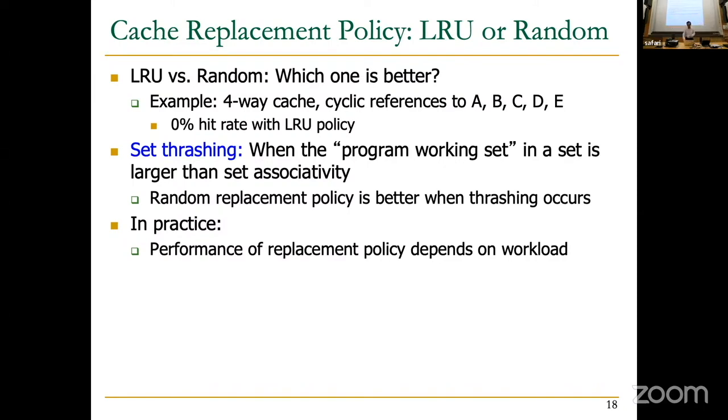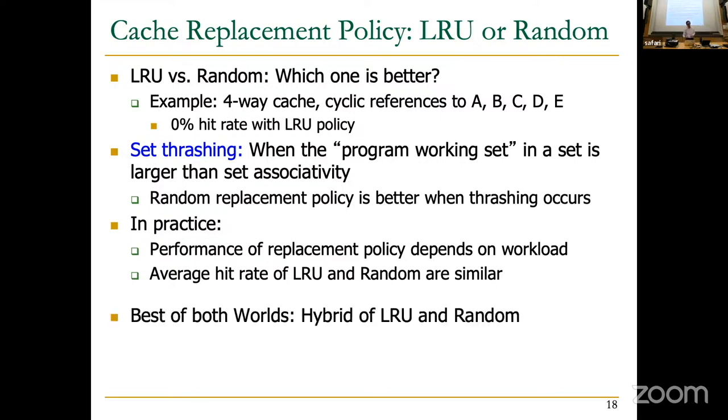And the average hit rate, it turns out, if you average across many, many workloads, the average hit rate of LRU and random are similar. This also shows that set thrashing happens a lot in real workloads. Of course, it depends on your associativity, but with associativities like 8, 16, 32, it happens a lot. Okay, so best of both worlds is basically having hybrid replacement policies. LRU is good for some access patterns. Random is good for access patterns that are not thrashing the cache.